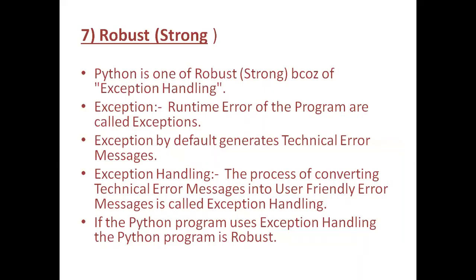Now, what is robust? Robust means strong. Python is robust, strong, because of exception handling. It is a strong programming language because of its exception handling. Now, what is exception handling? Runtime errors of the program are called exceptions. As I showed you yesterday, we typed import calendar and we got the answer in seconds. Exceptions by default generate technical error messages.